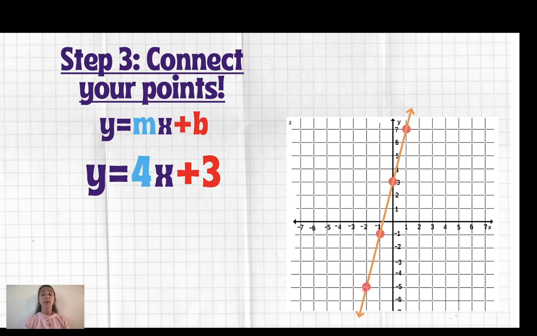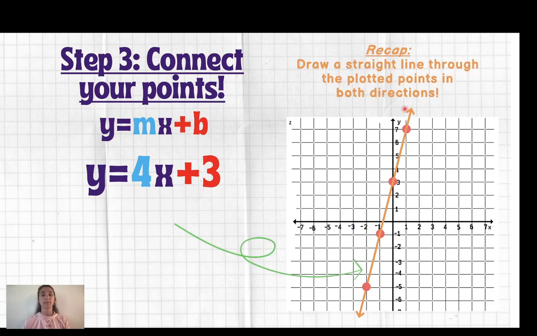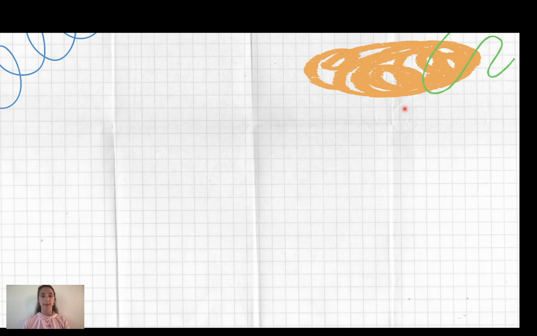Recall that the steepness of our line, or slope, represents a positive slope, going up from left to right, similarly to reading a book. In our next lesson, we will graph lines with negative slopes. Thus, it is important to check that your positive 4, or positive slope value, matches what we have graphed, a line with a positive slope. Recap, step 3. Draw a straight line using a straight edge through plotted points in both directions.